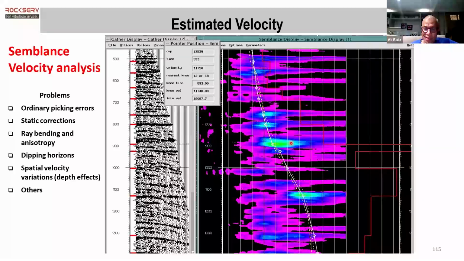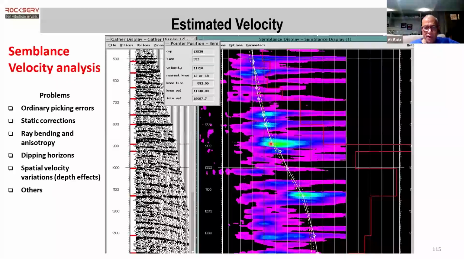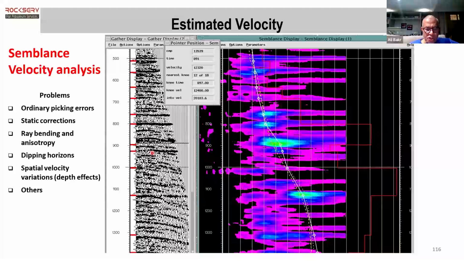So if the processor picked something in the middle, it's going to stack something here. If he picked a little bit at the left-hand side, as you can see here, right, left, right, very different. Watch the reflector at 900 while I'm moving it forward, backward, forward, backward. So it does change the position of the reflector itself. And this depends on what? It depends on the interpreter himself or the person doing the processing, whether he picked it right or wrong.